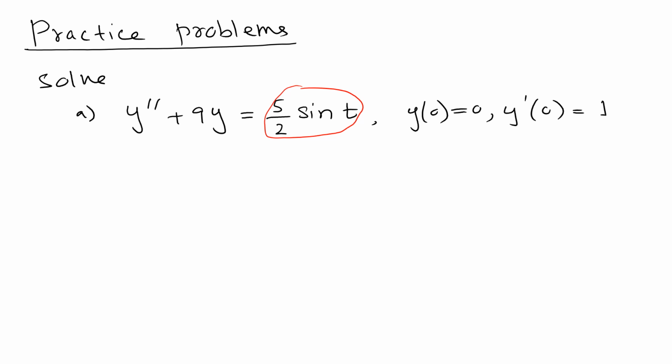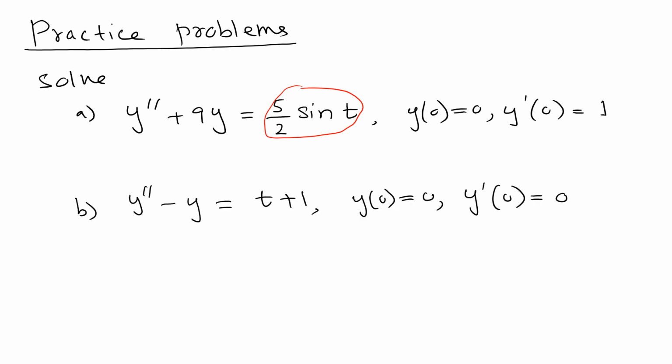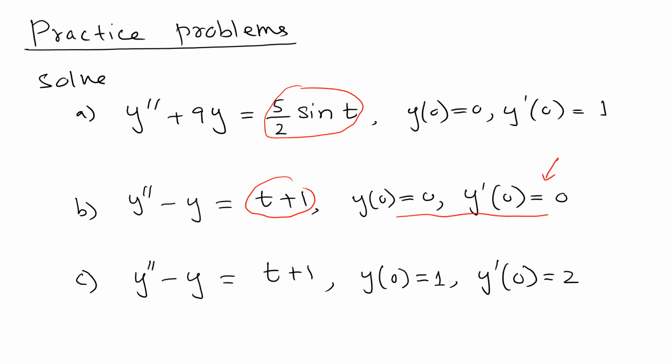So let's look at these. Next one we have y double prime minus y equals t plus 1, and y(0) equals 0, y prime(0) equals 0. So both initial conditions are 0. But still we really don't know until the last minute what's going to happen. And you can see it's a non-homogeneous equation. And then let's try to see if you switch one of those conditions for the last one. In the last question it's the same thing here, but we have non-zero initial conditions.